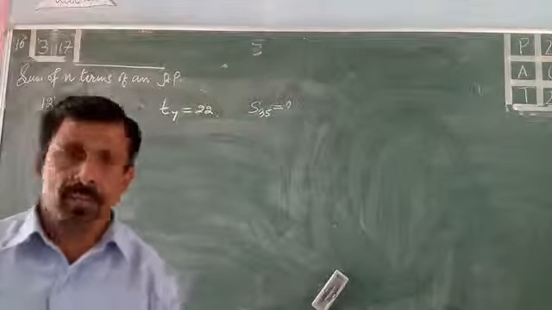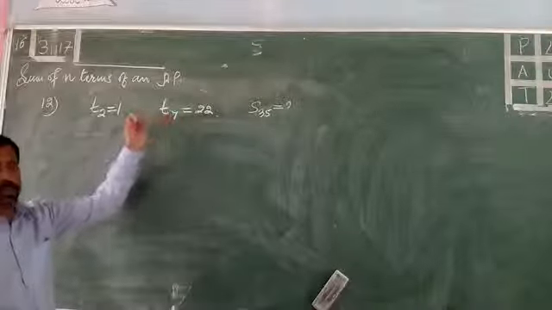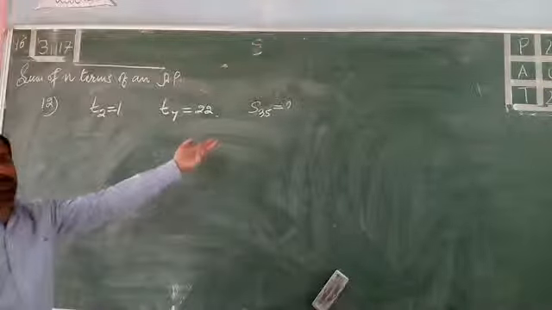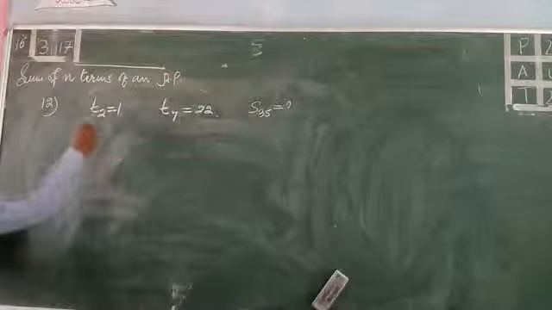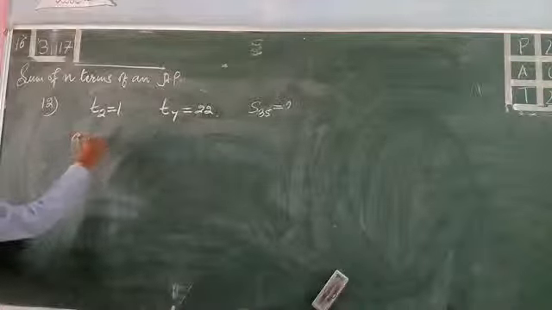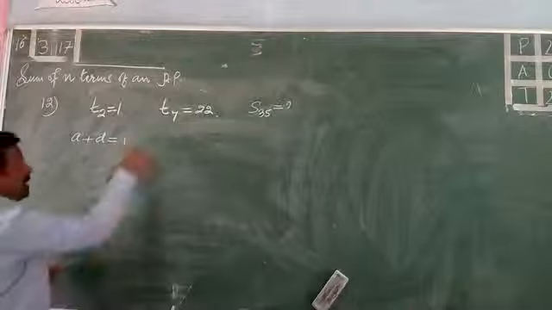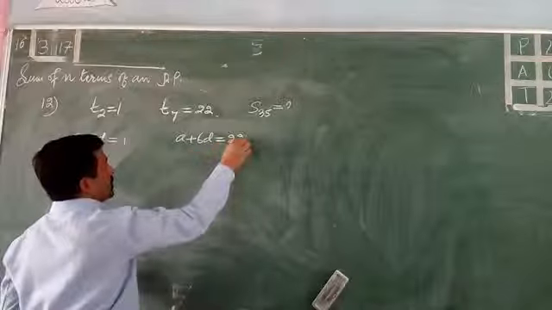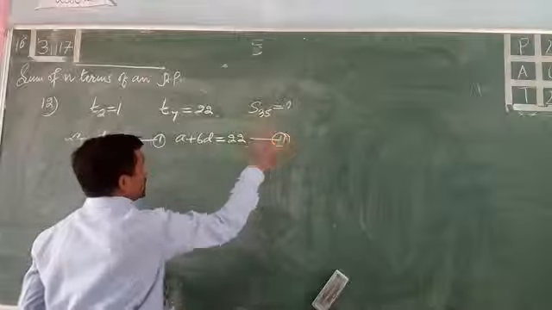Is it okay? Yes. See, the question is very easy because we are given two terms of an AP. We can use the nth term formula and find the value of a and d, and then we can punch it in there and have the sum of 35 terms. So this question is going to be very simple. It will be a plus d is equal to 1, nth term formula. And then this will be a plus 6d is equal to 22. This can be named as equation number 1. This can be named as equation number 2.